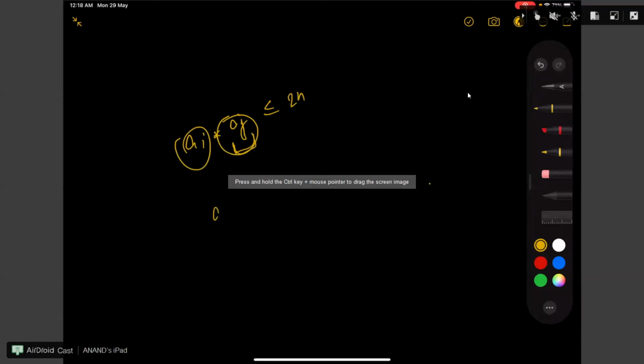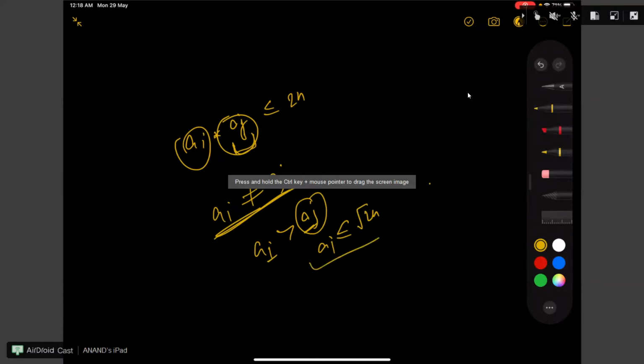So in part 1 I am assuming that AI is not equal to AJ. Let's assume that AI is greater than AJ. Then definitely AJ must be lesser than or equal to square root of 2n, because this is the smaller one, right? That's why I'm iterating over AJ from 1 to square root of 2n.